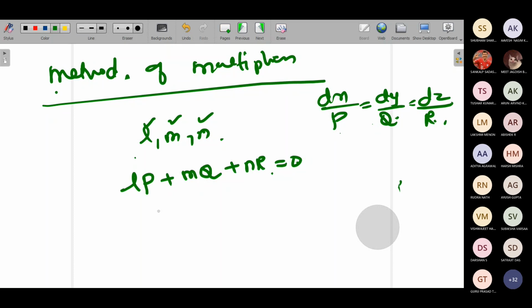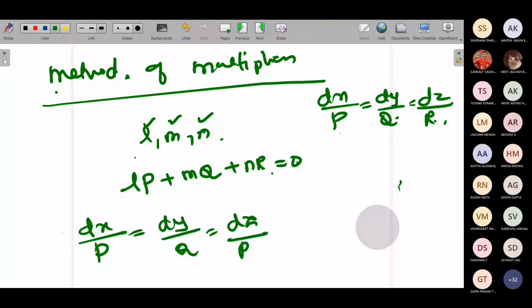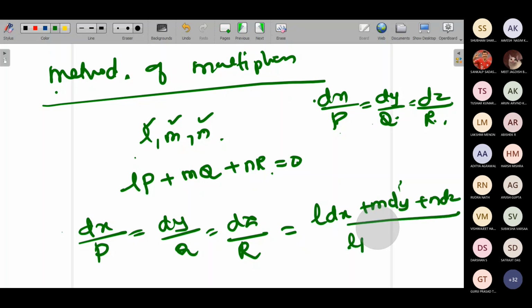When you are choosing these multipliers, you are going to equate the subsidiary equation dx by capital P equal to dy by capital Q equal to dz by R to the form L dx plus M dy plus N dz divided by LP plus MQ plus NR, because when you multiply the multiplier here, automatically you should multiply here. You understand what I'm doing? I'm using the method of multipliers. I should choose three multipliers L, M, N such that LP plus MQ plus NR should be equal to 0.